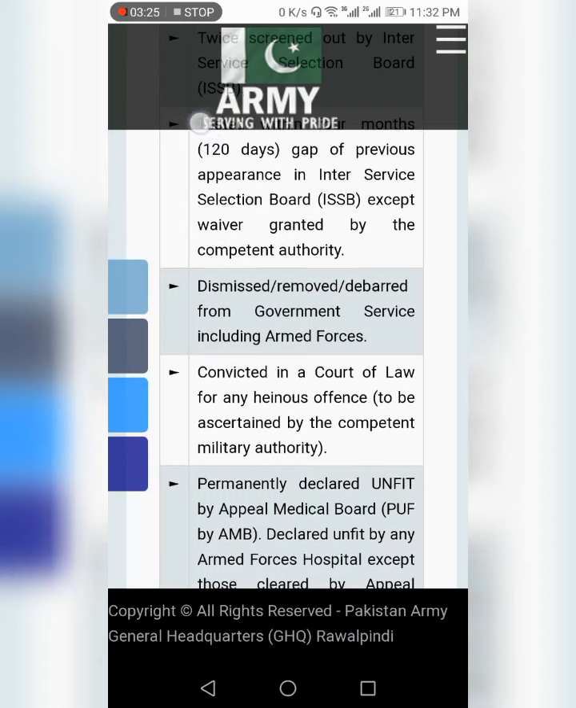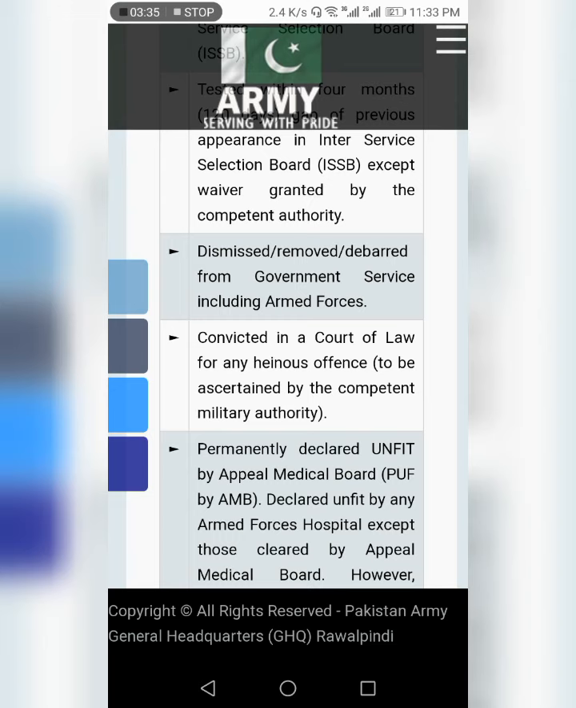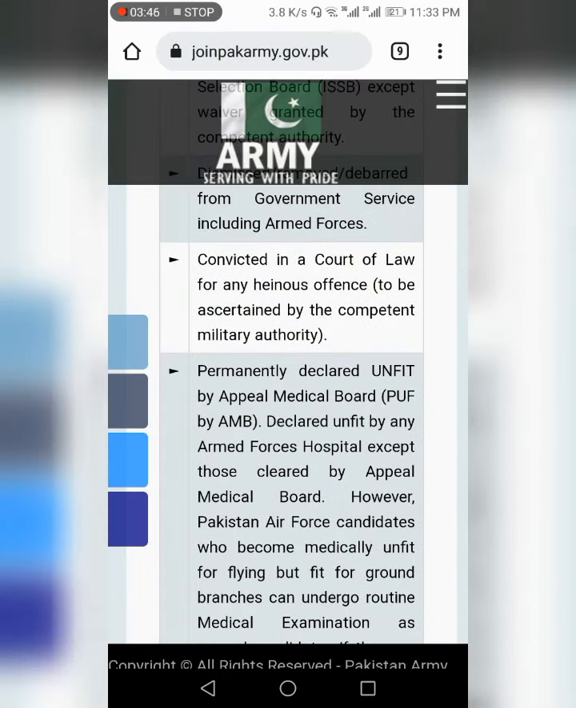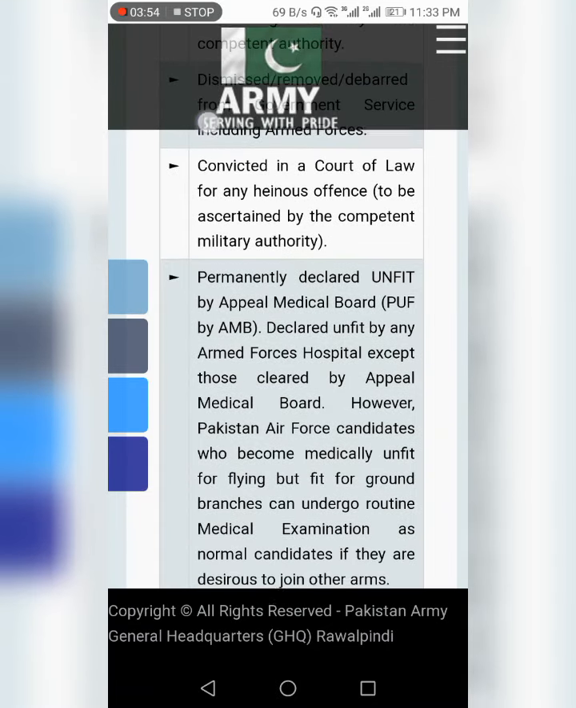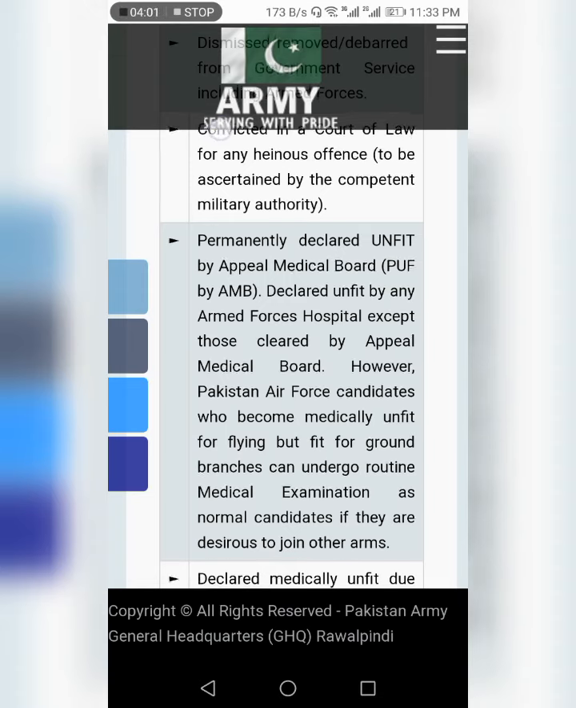Dismissed, removed, or debarred from government service, including the armed forces. Such candidates are not eligible. Convicted in a court of law for any heinous offence, as ascertained by the competent military authority. Permanently declared unfit by the appeal medical board. Declared unfit by any armed forces hospital, except those cleared by the appeal medical board.